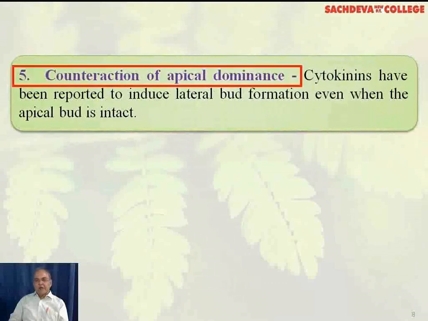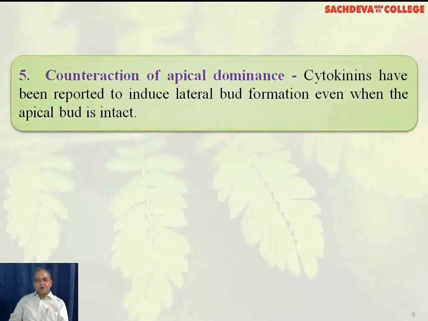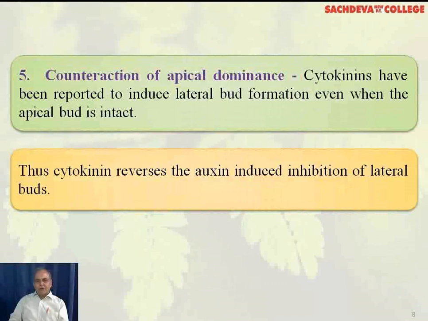Counteraction of apical dominance. Cytokinins have been reported to induce lateral bud formation even when the apical bud is intact. Thus, cytokinin reverses the auxin-induced inhibition of lateral buds. You have studied apical dominance and its practical application under the head auxin.